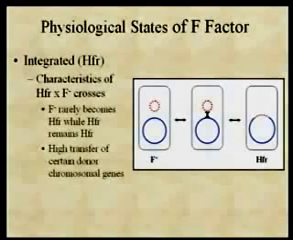Cells harboring an F factor integrated into the chromosomes are referred to as HFR strains. HFR stands for high frequency of recombination. All right? And you'll see why it's referred to that in a second. So how does F get into the chromosome? Well, it gets in by a reciprocal recombination event.